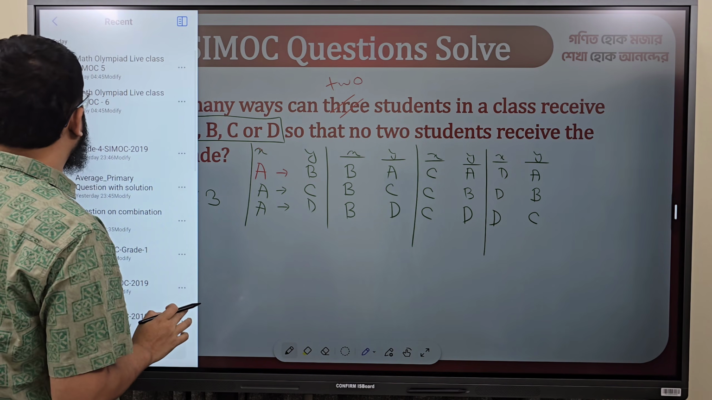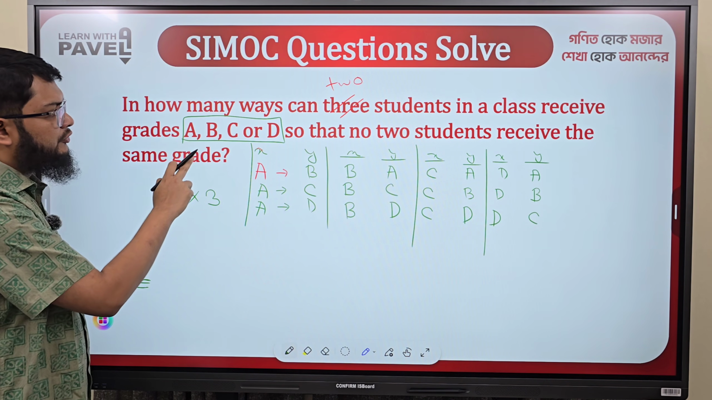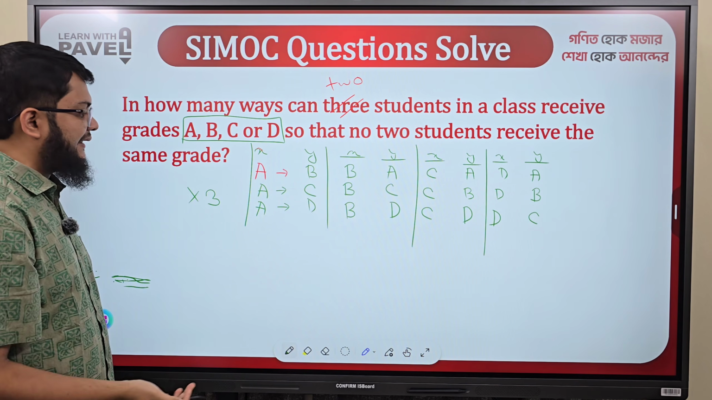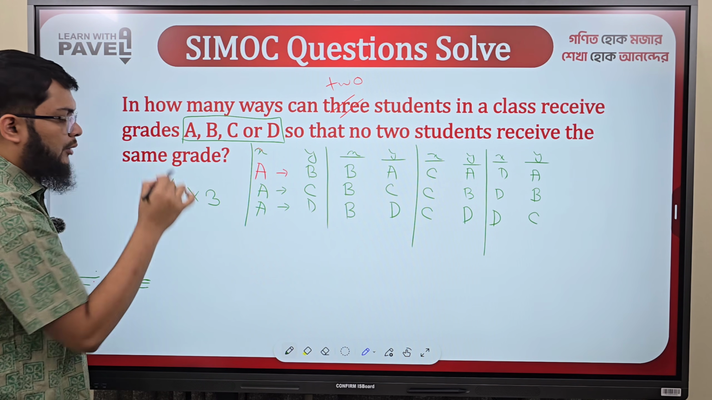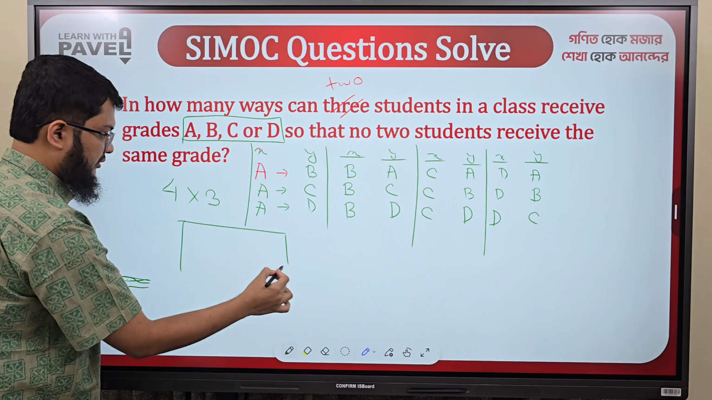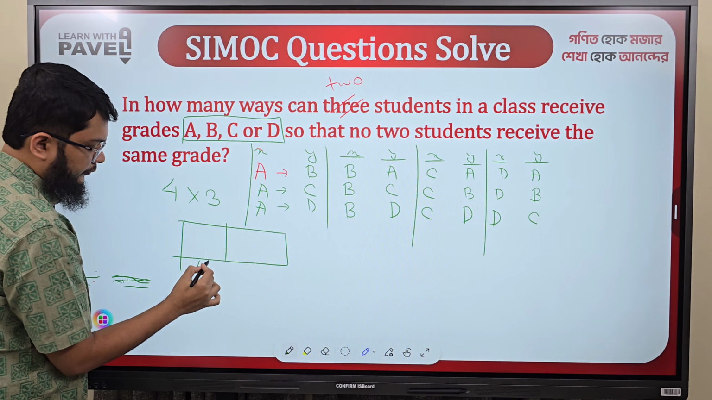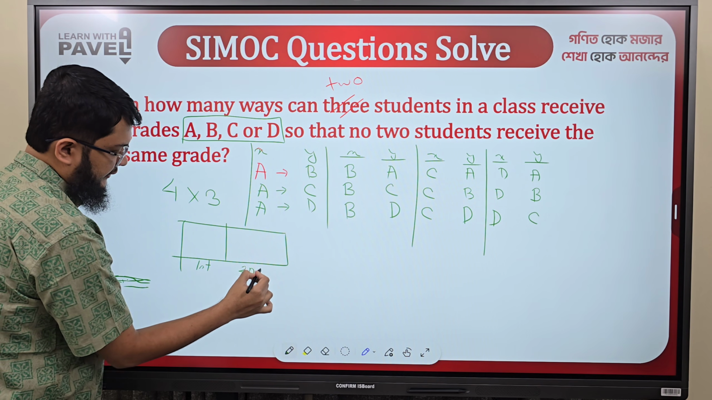And how many options? Sorry, the first student is there. There are 4 options for the first student. So we can use a box method like this. This is called a box method. This is for the first student, and this is for the second student.